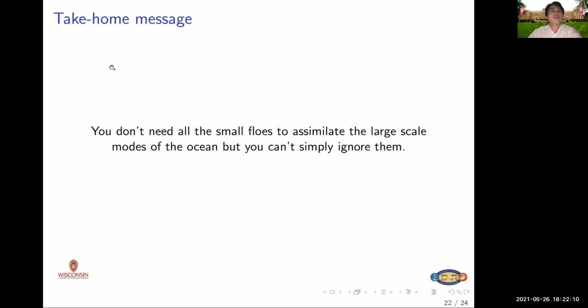So the take-home message is as follows. You don't need all the small floes to assimilate the large scale modes of the ocean, but you can simply ignore them. So this is the take-home message.